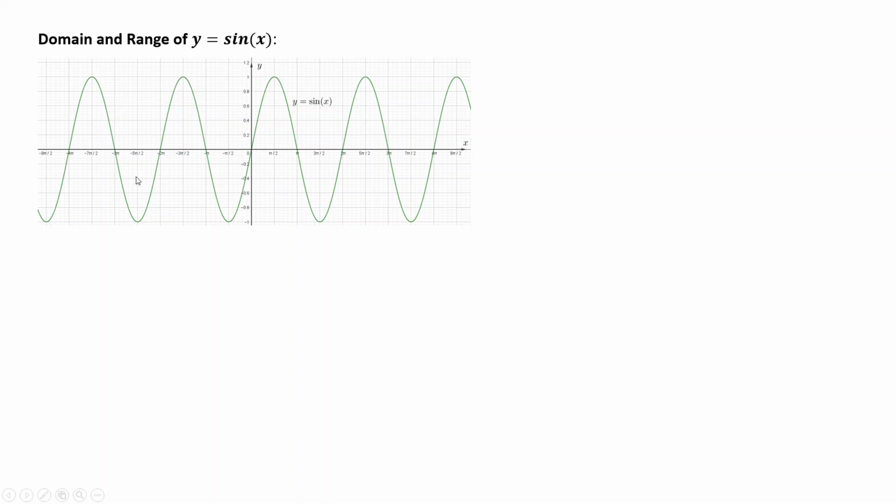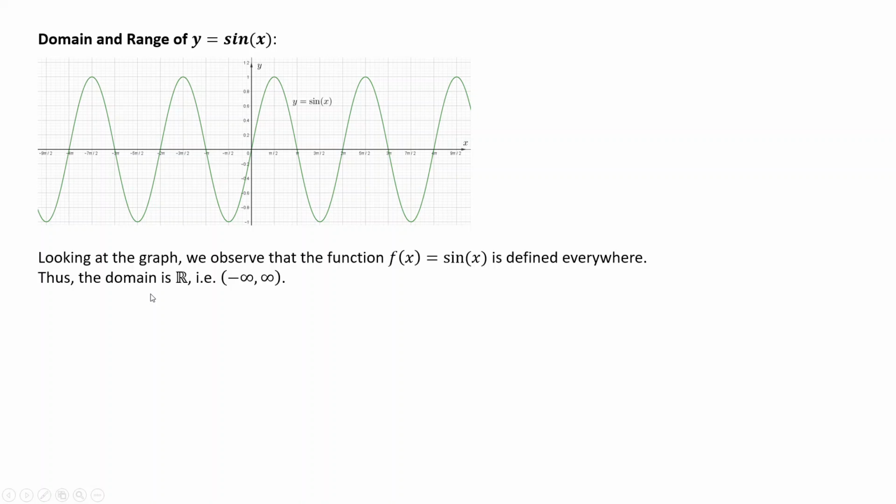So, is there any value of x at which we cannot actually figure out the value of sine? No, looking at this curve, it appears to be defined everywhere. Of course, we stopped it at some 9 pi halves, but the same pattern continues, right? So the truth is, looking at the graph, we observe that the function f of x equals sine x is defined everywhere. Thus, the domain is R, the real number set. Real number set is a fancy way of saying negative infinity to infinity. Cool?